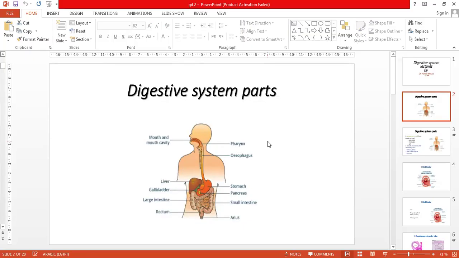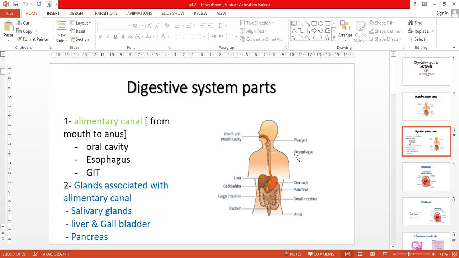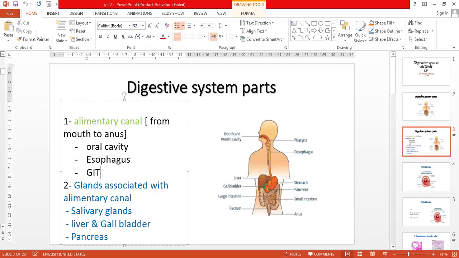The alimentary canal starts from the mouth and ends at the end. It is composed of the oral cavity, pharynx, then esophagus, and the GIT that starts from the stomach, then the small intestine and the large intestine. GIT means gastrointestinal tract.